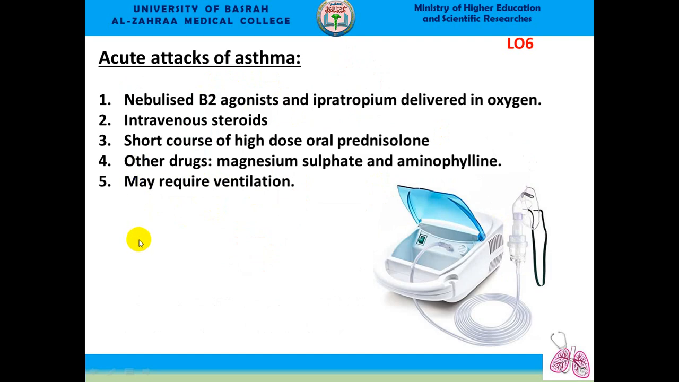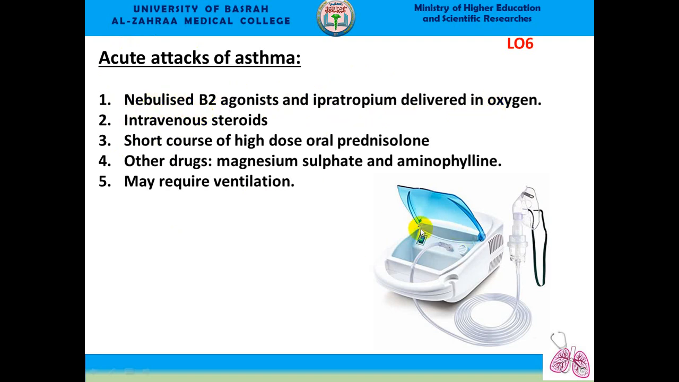And this is the final slide of this lecture. So how do we treat acute attacks of asthma? When the patient comes to us with acute attack of asthma, first of all, we have to give what is called nebulized beta 2 agonists like salbutamol or ipratropium, which is anticholinergic, delivered in oxygen by the nebulizer.